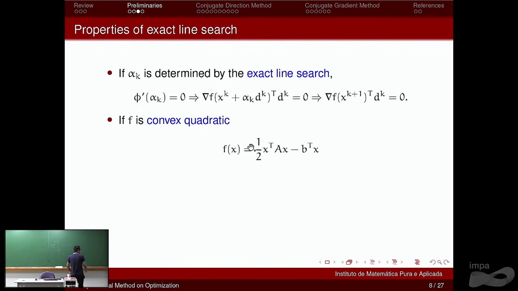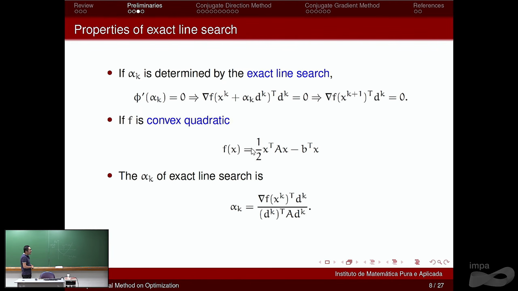Okay, and the next is, if we assume the objective function f is convex and quadratic, which means you define f in this form, then the alpha we get from the exact line search has this form. Actually, how do we get this? You just substitute the gradient of f by the gradient of this convex quadratic. It's very easy.